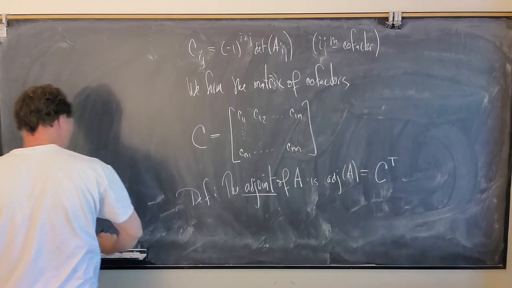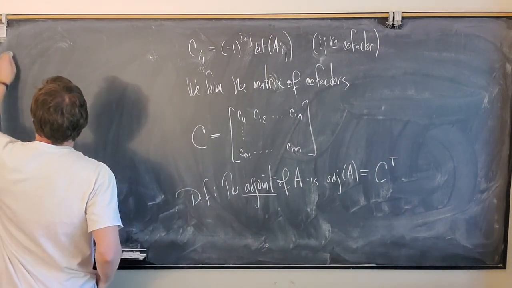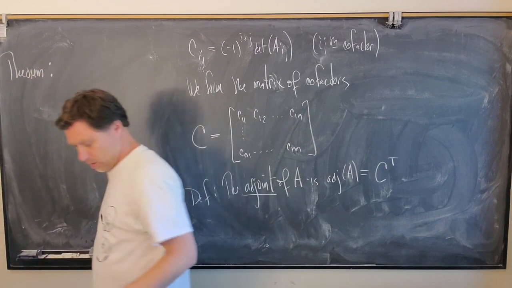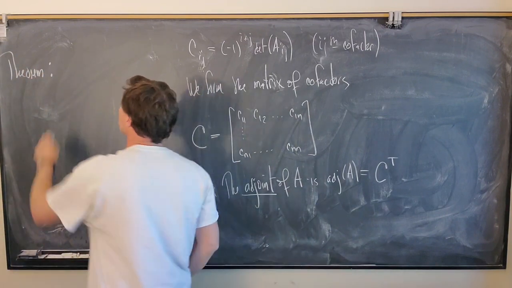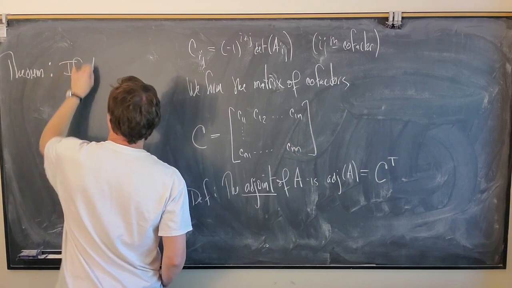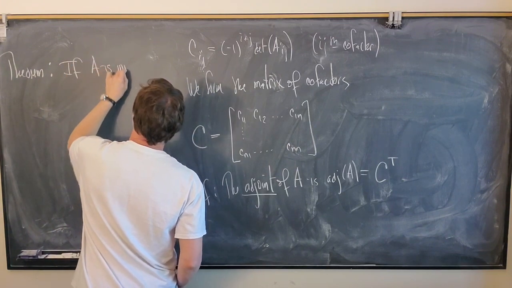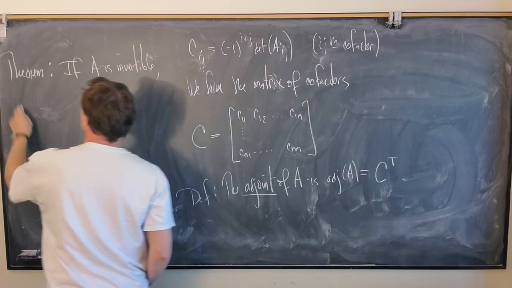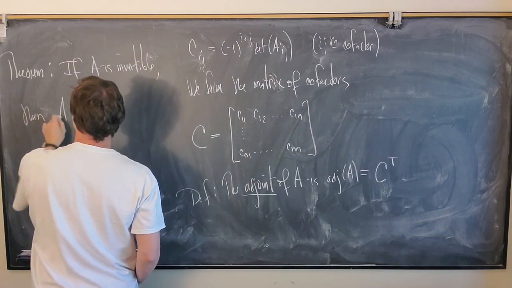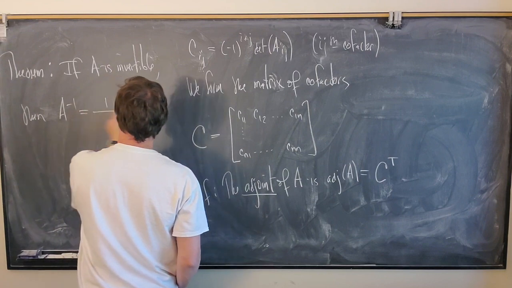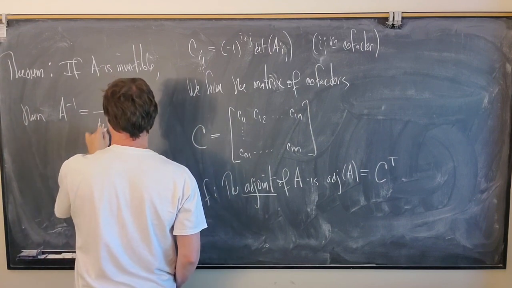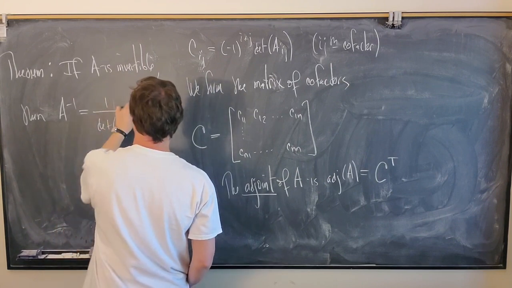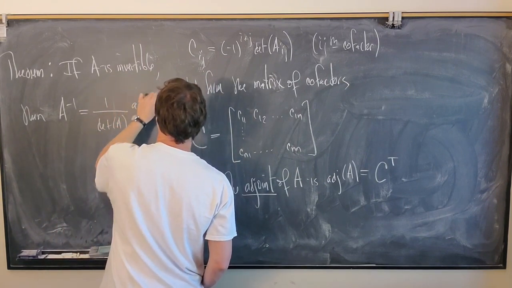Okay, now why would we care about this matrix right here? Well, the following theorem tells us why. If capital A is invertible, then A inverse equals 1 over the determinant of A times the adjoint of A.